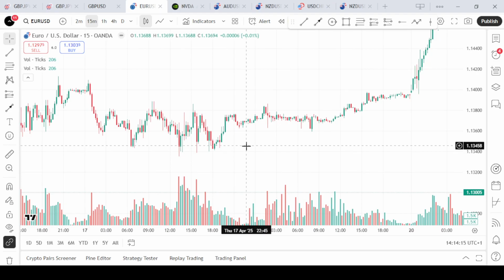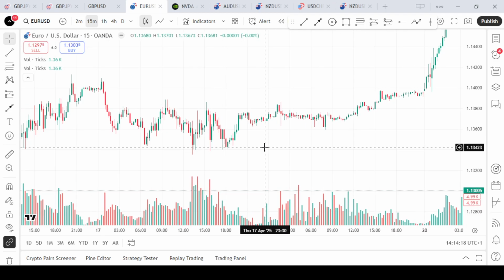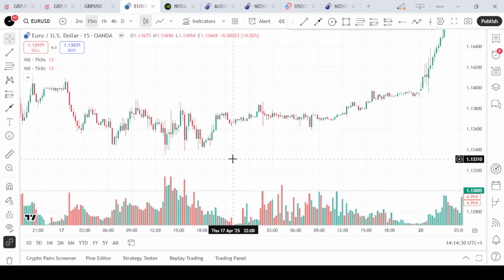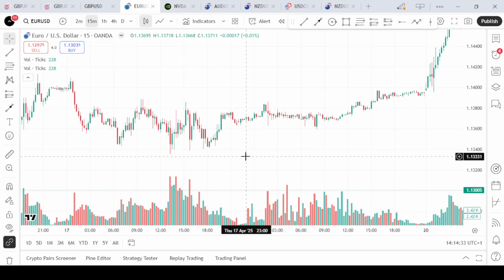Now, the core concept behind this breakout trading is straightforward. We identify key levels where the market has historically paused and reversed. Then we look for moments when price decisively moves beyond this barrier. Now, these barriers typically form as horizontal support and resistance levels, trend lines, chart patterns, or psychological points.